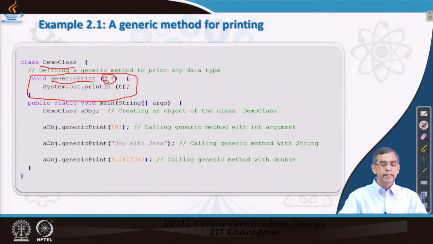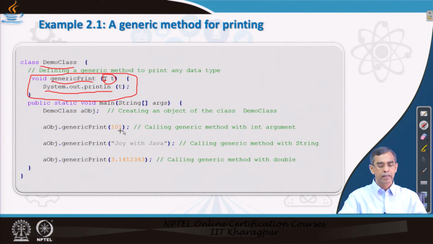Capital T indicates that it is a template, that means it is for any type. For example, it can be int, float, double, or string. T is the type of the value declared, and then there is one simple print statement to print the value T which will be passed to this method.